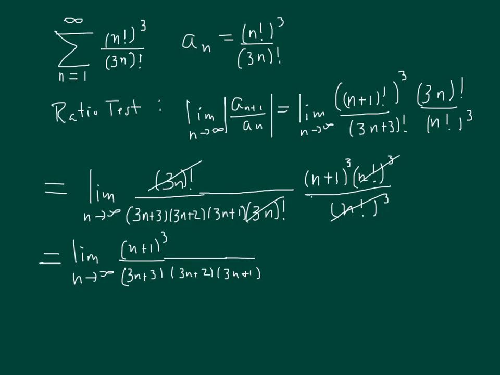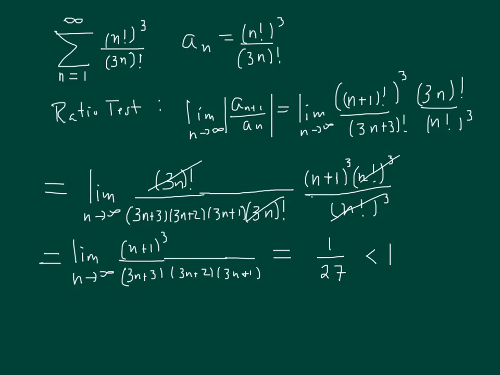We know that in this case, the limit as n goes to infinity is going to be the coefficient of the highest degree term in the numerator. Well, that'll be a 1. This will start out 1n cubed. And the coefficient of n cubed in the denominator is going to be 27. So if we simplify that, we end up with 1 over 27, and that is less than 1.